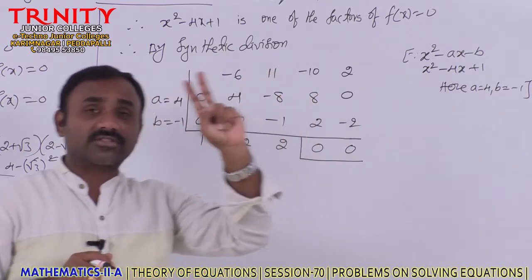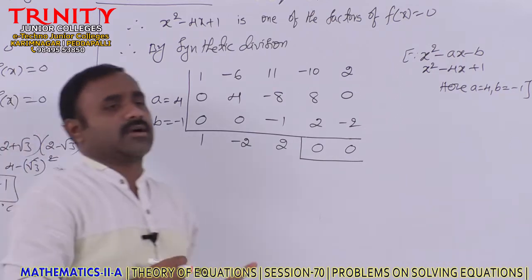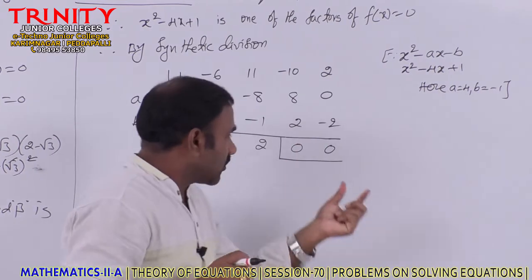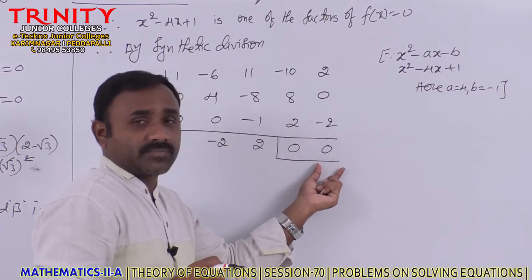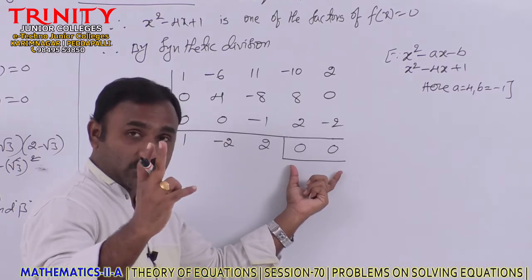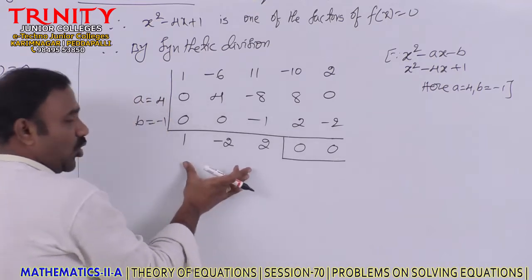Because we are dividing with a power 2 polynomial. If we are dividing with a linear polynomial, then the last number becomes the remainder. But we are dividing with a quadratic polynomial, that's why the last two. Quadratic means the power 2, so the last two places are the remainder. Therefore, this is the remainder and this is the quotient.